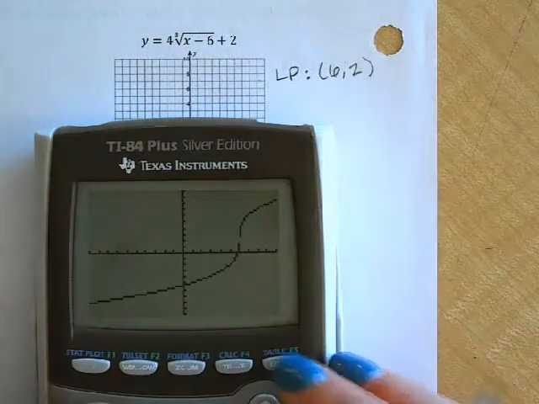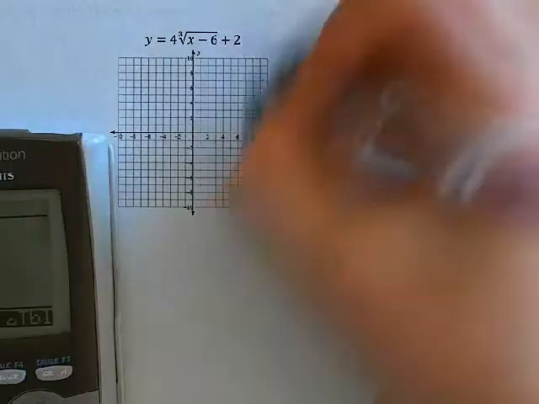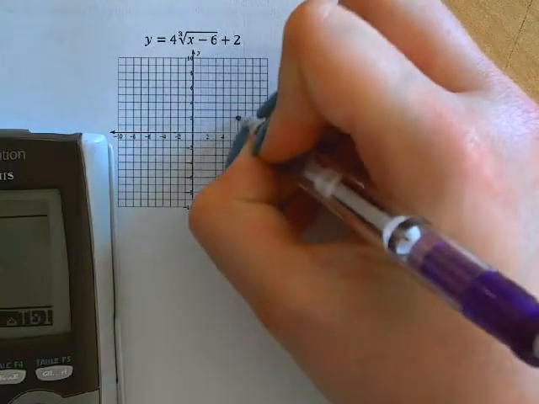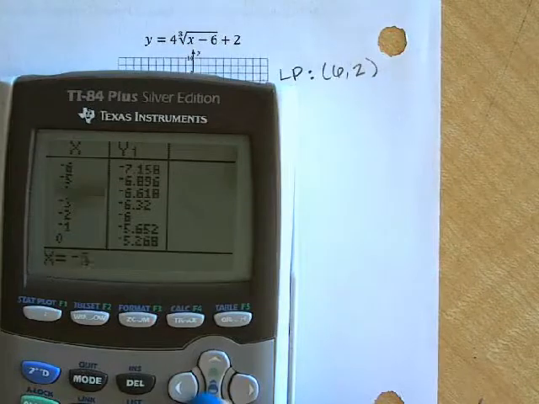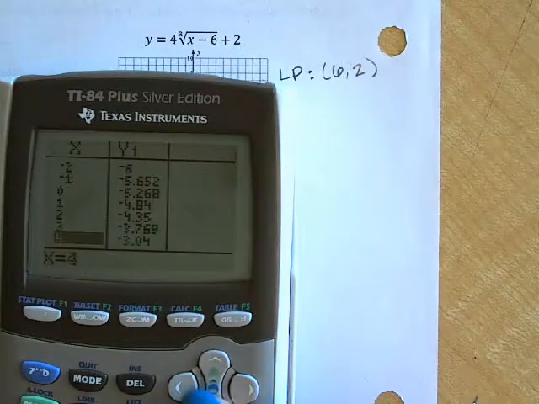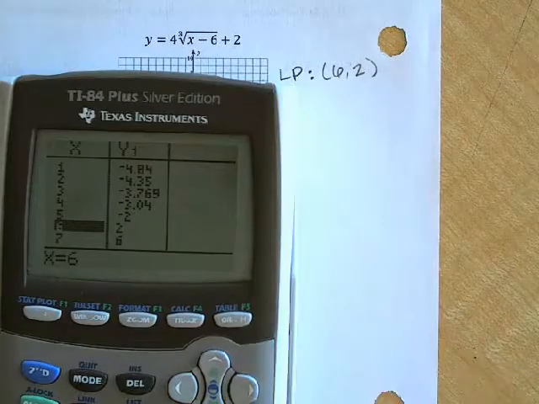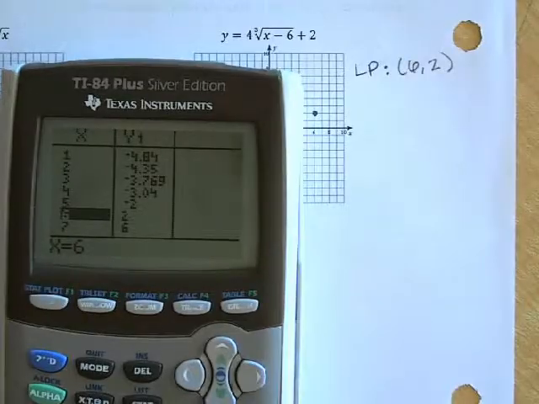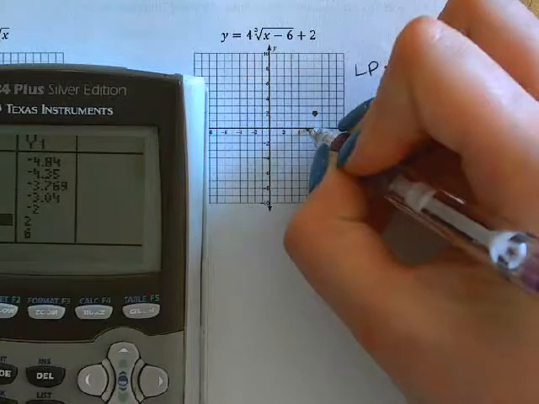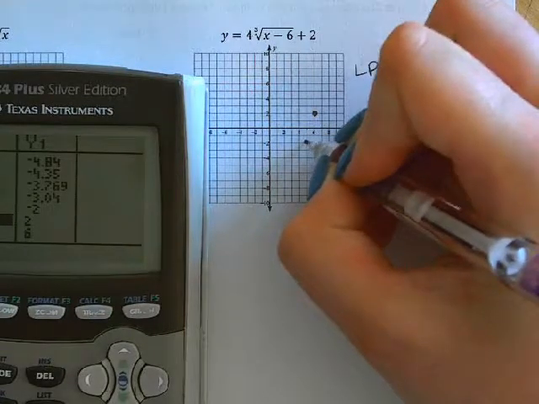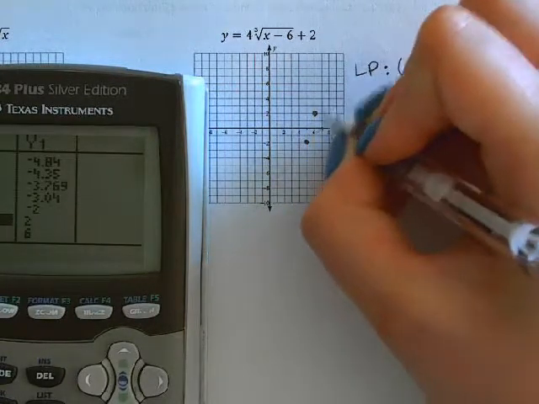So we're going to do second graph. We've got that point at 6, 2. And on my window here, I'm going to look for 6, 2. That's right in the middle. And then the points around that are going to be the rest of what I'm going to draw. So I've got 5, negative 2. And I've got 7, 6.